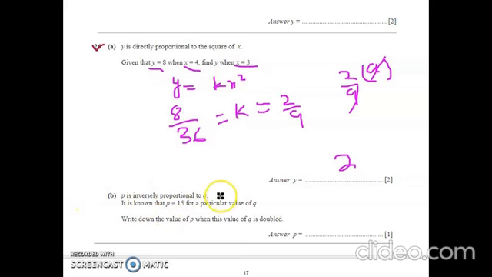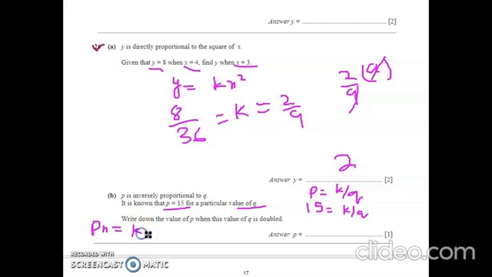P is inversely proportional to Q. It is known that P is equal to 15 for a particular value of Q. We don't know that value. In inverse proportion, P is equal to K upon Q. And for that particular value of Q, let's say that value is Q in terms of a variable. So it's 15 equals K upon Q. Now, write down the value of P. That means the new value of P. So Pn, when this value of Q is doubled.